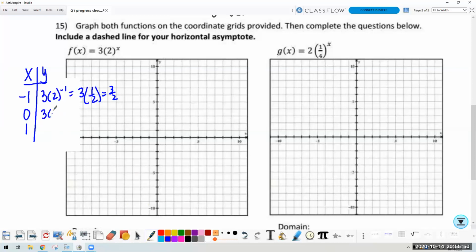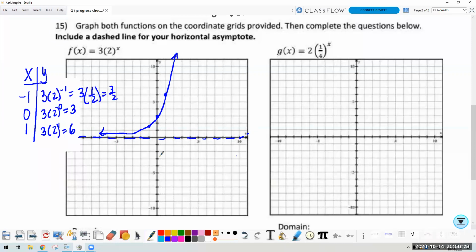When I substitute in 0, anything to the 0 is 1, so that's 3 times 1. And then 2 to the first, so that just gives me 6. All right, -1, 1.5, 0, 3, 1, 6. And I know I have this dash line. I have my horizontal asymptote here, the horizontal for an exponential. Here's my growth. It's continuous. Put arrows on the ends.